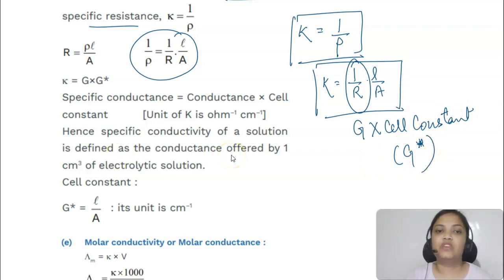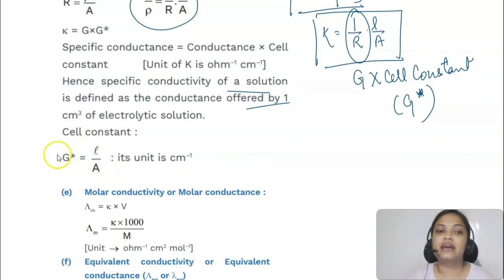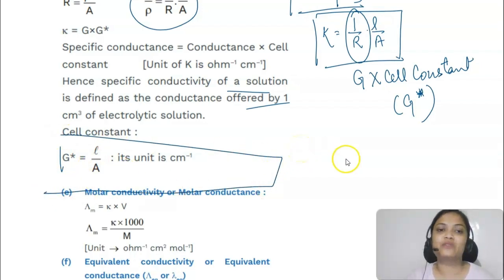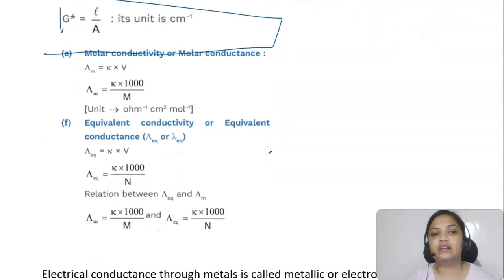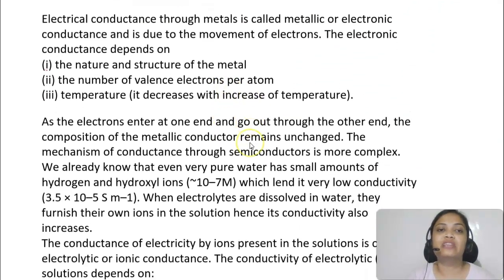In this case, we can say that the specific conductivity of a solution is defined as the conductance offered by 1 centimeter cube of electrolytic solution. So what is the cell constant in this case? L upon A, which I will discuss with you. Just wait for some time to see what the cell constant is. Then I will also share molar conductivity and equivalent conductivity with you. But before that, let us discuss electrical conductance.